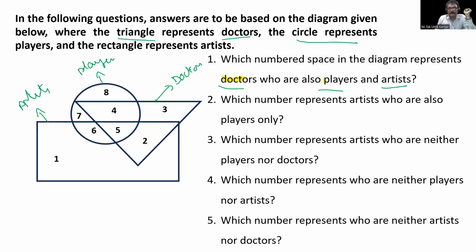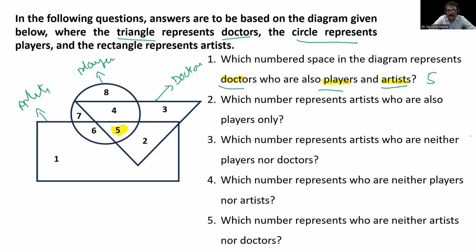Doctors, players and artists. We require all the three combination. What is the all three combination? That is equal to 5 or not. So this 5 belongs to rectangle, this 5 belongs to circle, this 5 belongs to triangle also. So what is the answer? Answer is equal to 5.